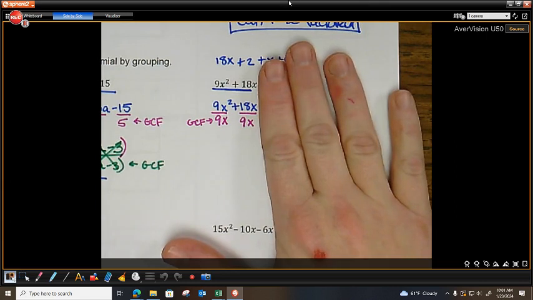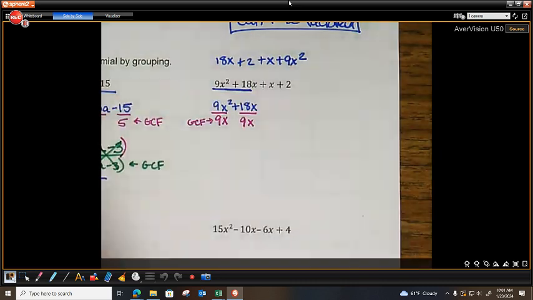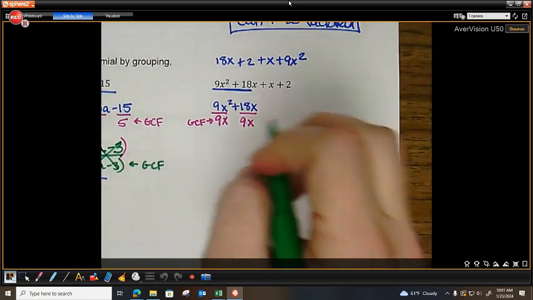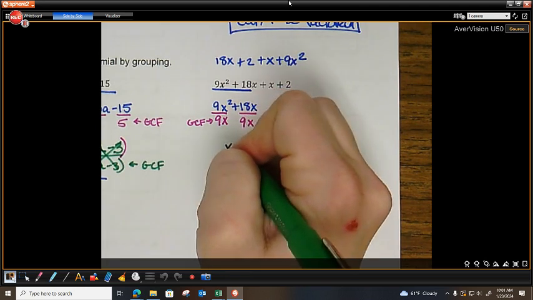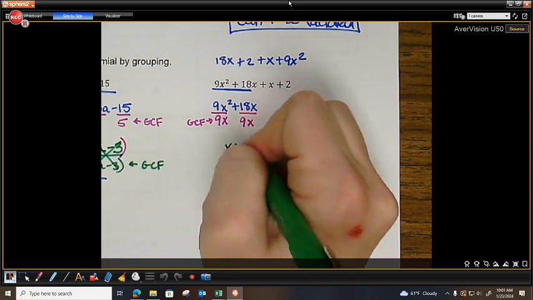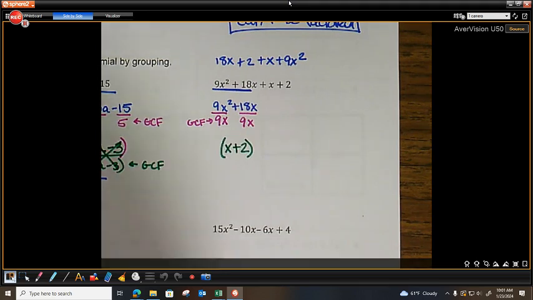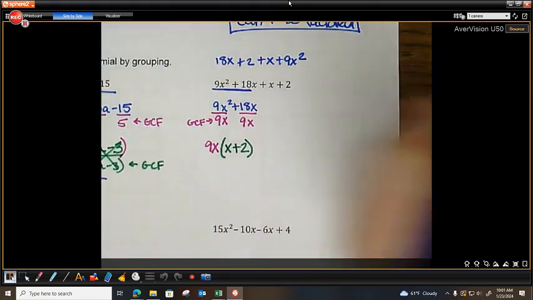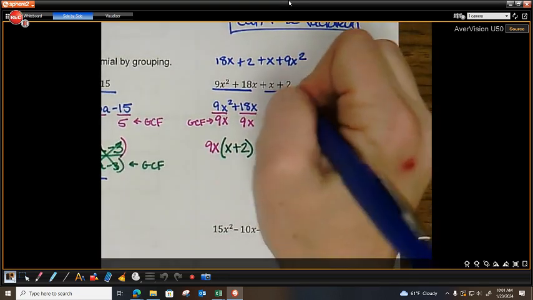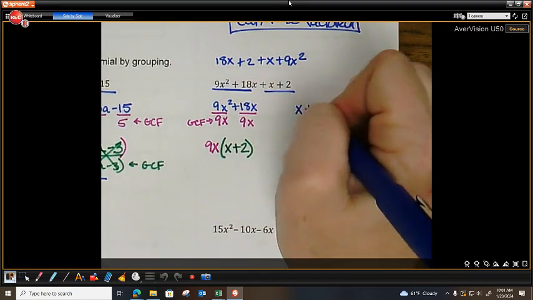I'm going to group. I'm going to look now at just the first 2 terms. And now I'm looking just at those 2 terms, and those 2 terms have a GCF of 9x. Once I divide out my 9x, what am I left with? Plus 2. Very good. What was my GCF that should go in front? 9x. Very good. Now we're going to group our last 2 terms, x plus 2.